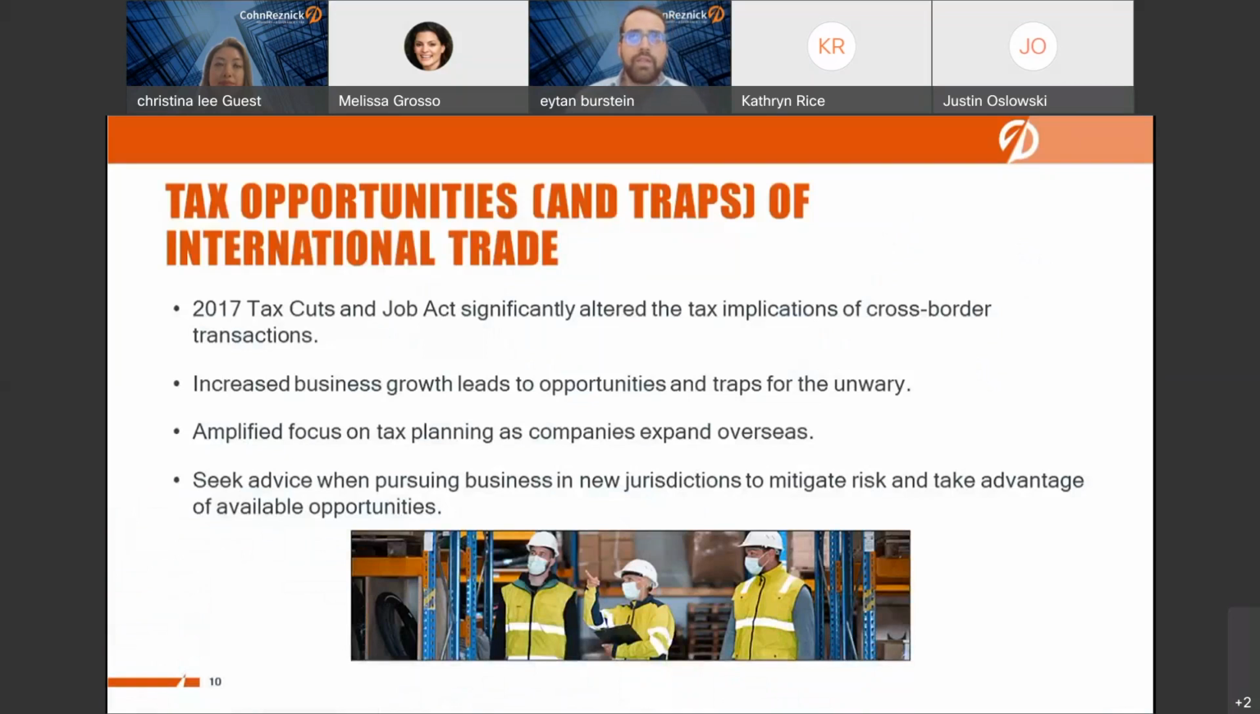Yeah, so it significantly altered the international tax landscape. For many years, people understood the ground rules for how cross-border taxation works, the rules involved with doing business overseas, and the U.S. tax implications of those transactions. And in 2017 and going forward, those rules significantly changed.